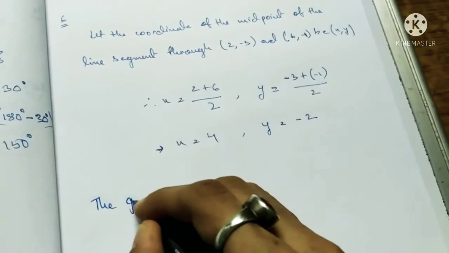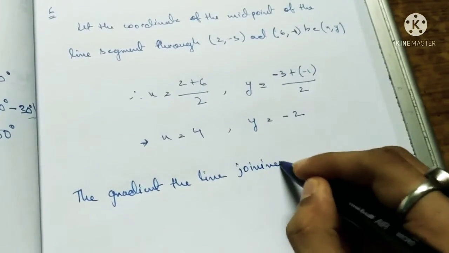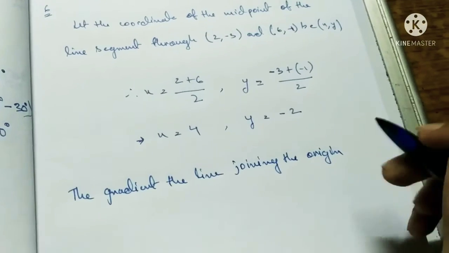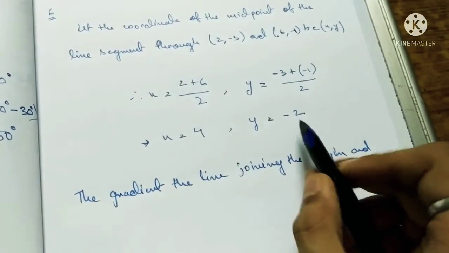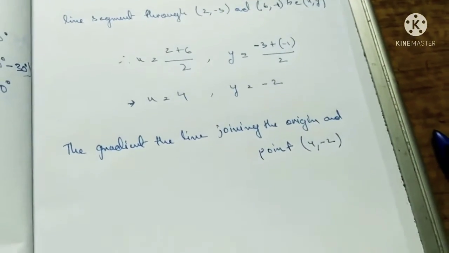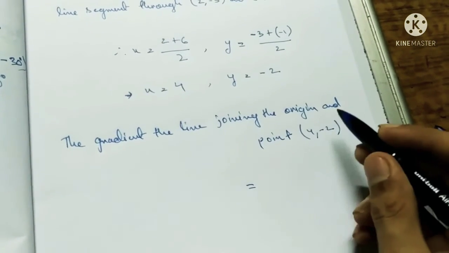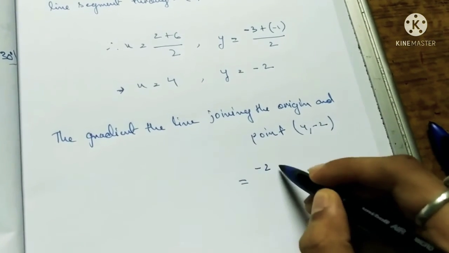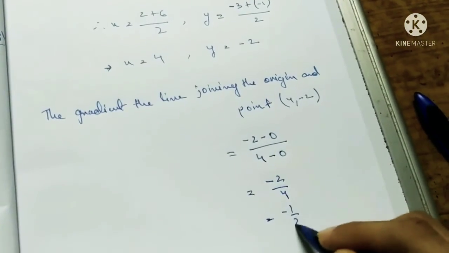Next, the gradient of the line joining the origin, the origin coordinate will be 0 0, and the point 4 comma minus 2. So the gradient is equal to (y2 minus y1) by (x2 minus x1). y2 here is minus 2, so (minus 2 minus 0) by (4 minus 0). So this will ultimately be minus 2 by 4, which is minus 1 by 2. Let me check the back answer here. Exercise 9.1. Let me check the back answer.